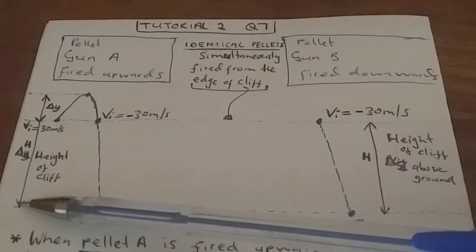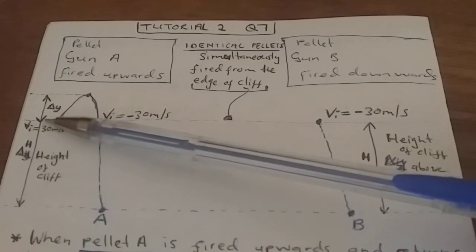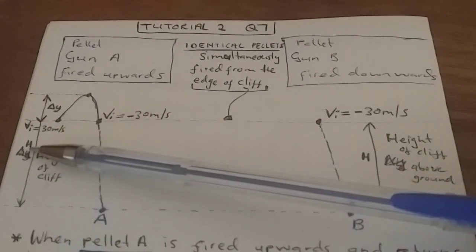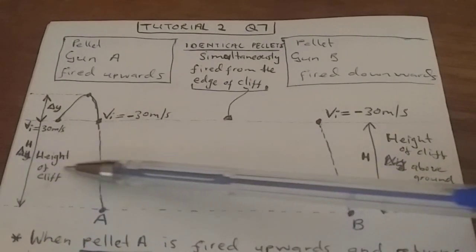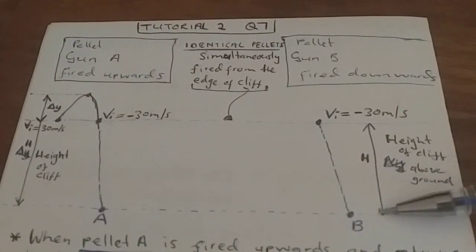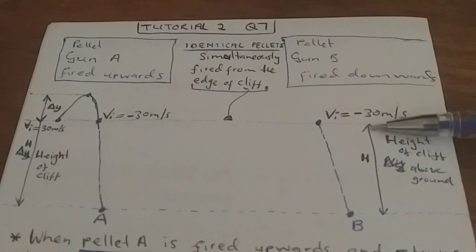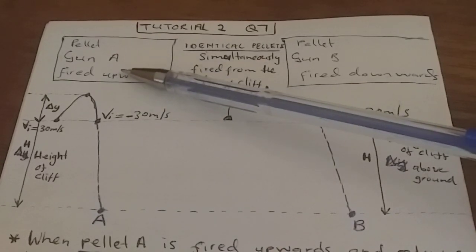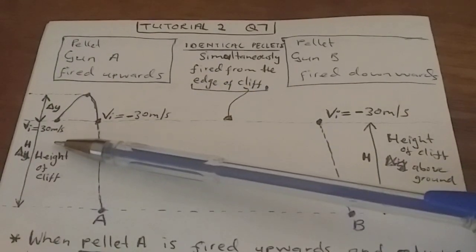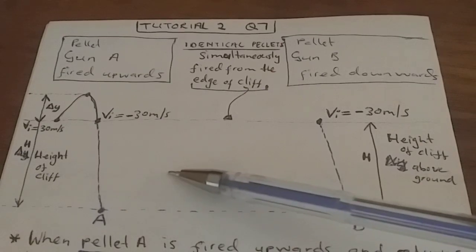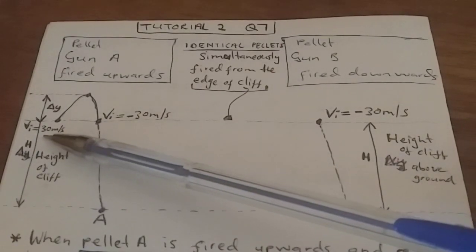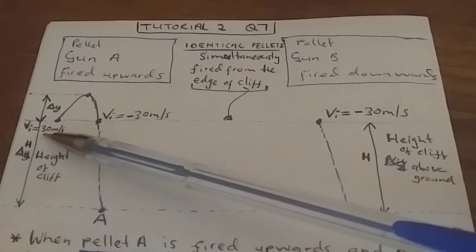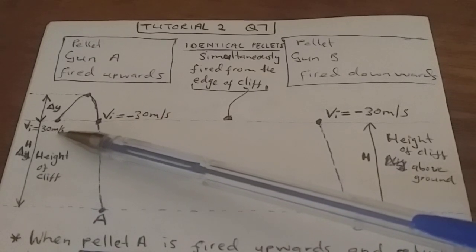This is the height of the cliff, which I have represented with h meters. It is the same height on the right hand side of the cliff, also h meters. Pellet gun A is fired upwards. From these two graphs you can see that the initial velocity is 30 meters per second.